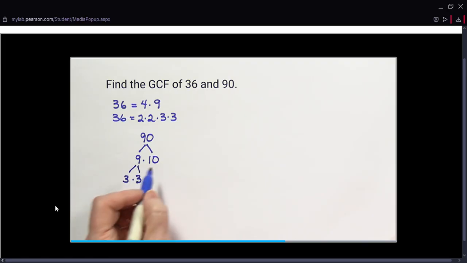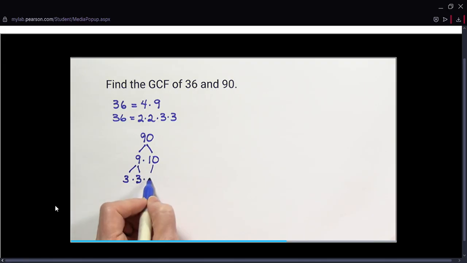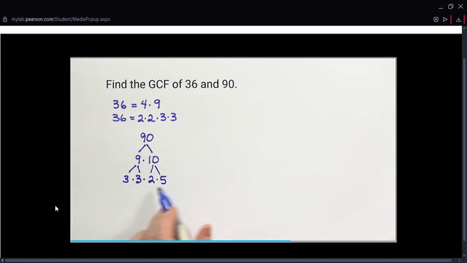Okay, so 9 is 3 times 3, and then 10 is 2 times 5. And these are all prime numbers. So I now know that 90 as a product of primes is 3 times 3 times 2 times 5. This is kind of just a little tree method of finding the prime factorization of a number.